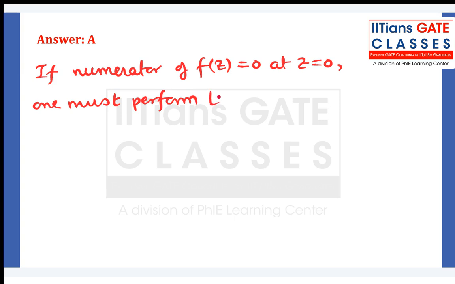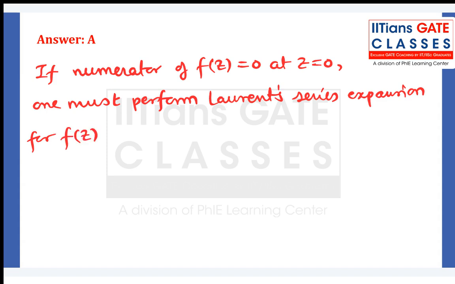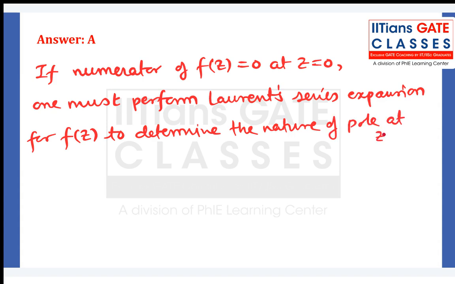this, and this is a very common type of tricky question. Perform Laurent series expansion for f of z to determine the nature of the pole at z equal to 0. Okay, so let's do that.